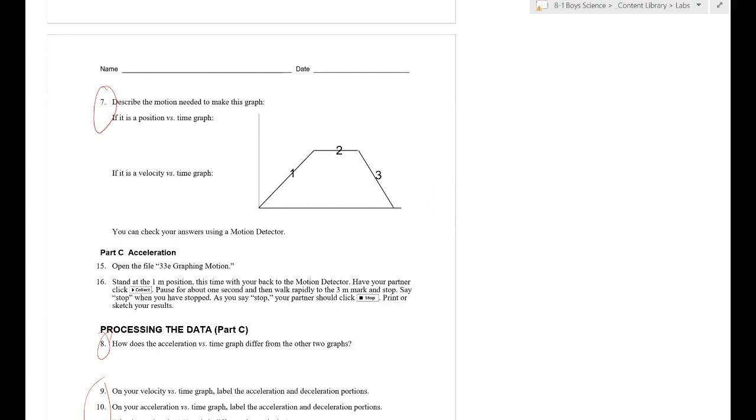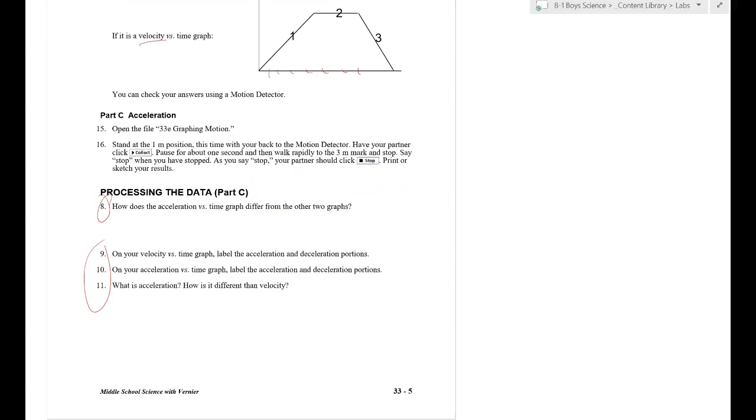So number 7 is just a graph interpretation question, 2-part. If it's a position graph or a velocity graph, there are no times down here on the x-axis, so you can just talk about segment 1, segment 2, segment 3. Okay.